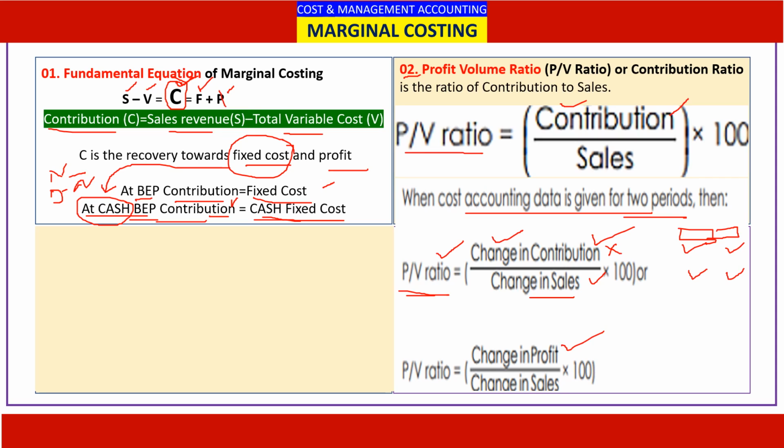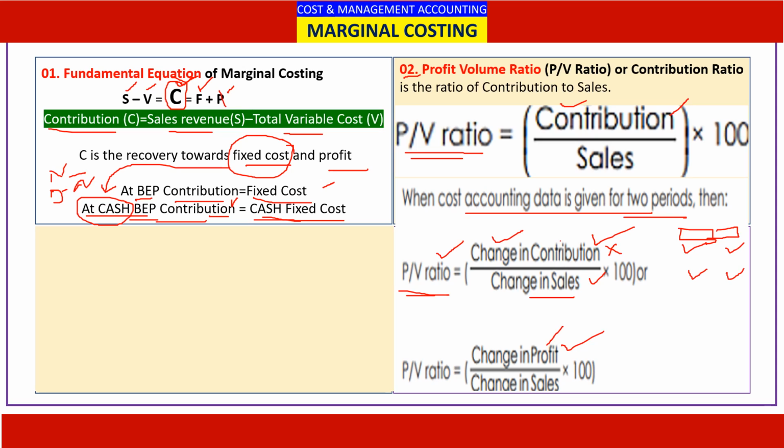Sometimes change in contribution is not available. Change in profit is available. Profit for 2 periods, sales for 2 periods is given. Then instead of contribution, you call it profit. PV ratio in its original form is contribution over sales. When it is given for 2 periods of the same company, we can derive PV ratio by having change in contribution and change in sales over the 2 periods, or where change in contribution is not available, profit is given, change in profit over change in sales.